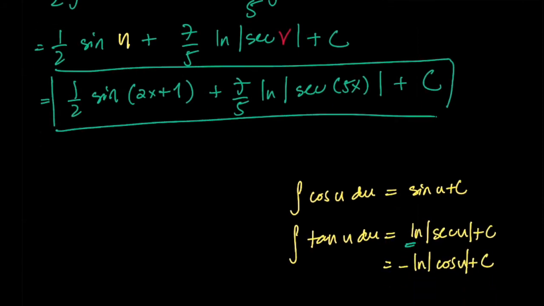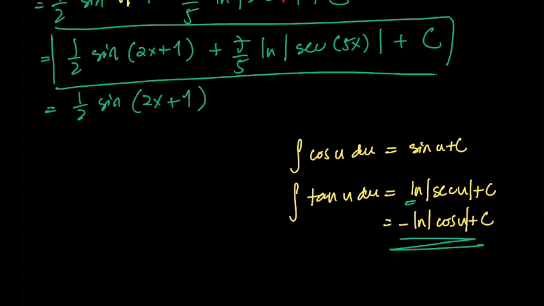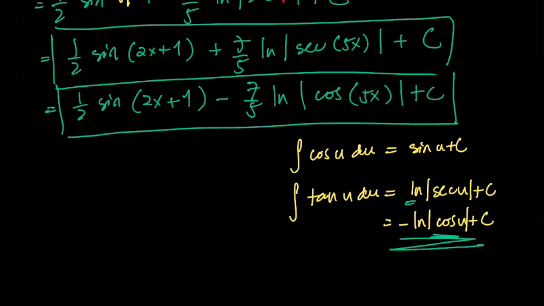But since tangent can also be expressed in terms of the natural logarithm of cosine, we can also do this. So, either this or this. Sine of 2x plus 1 plus, instead of plus, since it is negative, so minus 7/5 the natural logarithm of cosine 5x plus c. So, either of the two are correct.